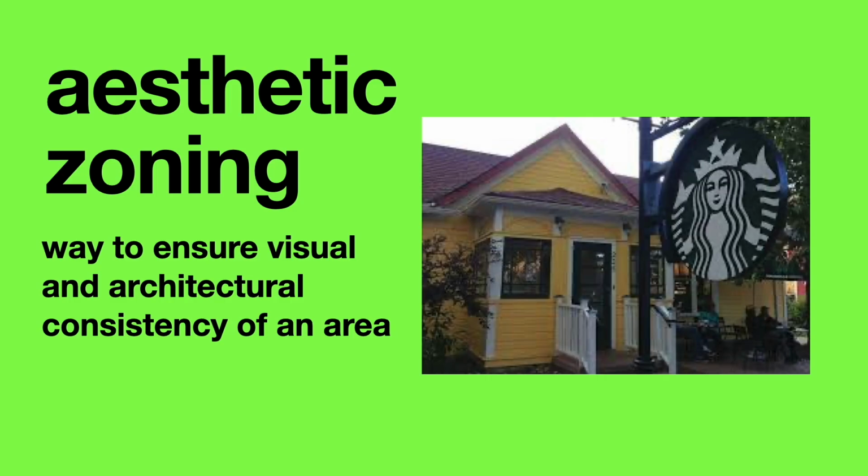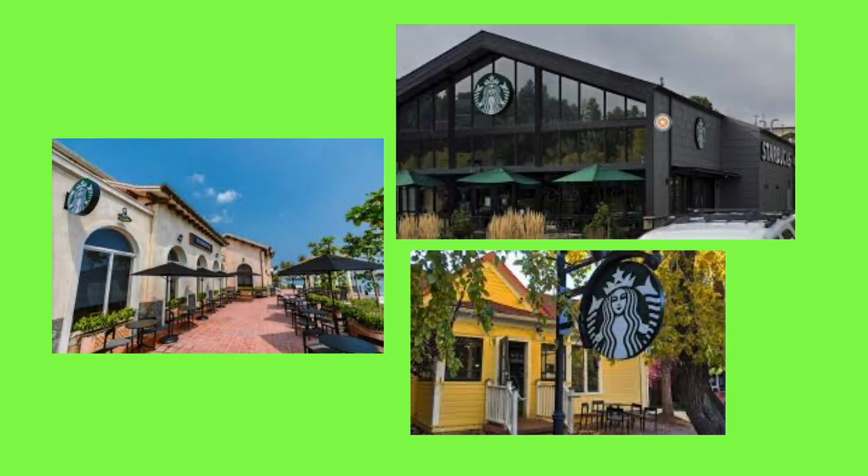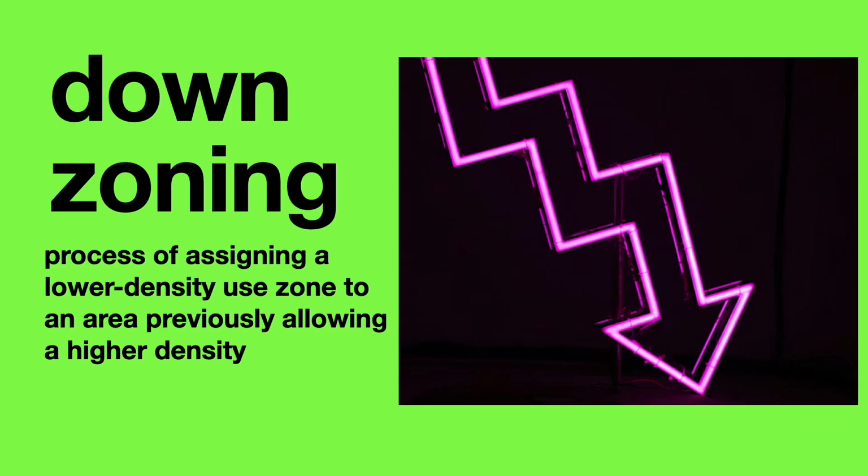Oftentimes you'll see chains that look different in different areas. For example, a mountain town compared to a coastal location. That chain suddenly has a very different look, and that's thanks to aesthetic zoning. Downzoning is the process of assigning a lower density use zone to an area previously allowing a higher density.